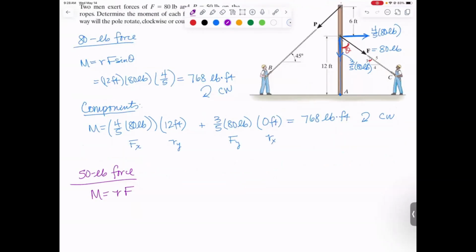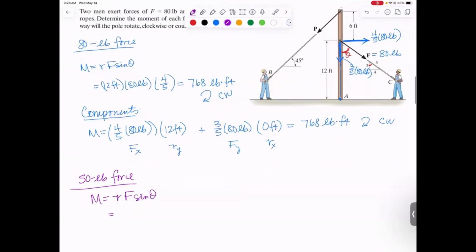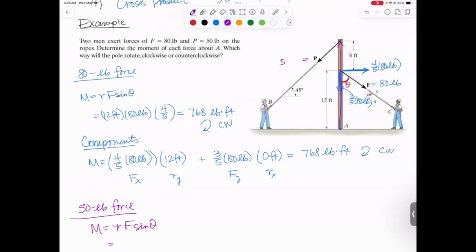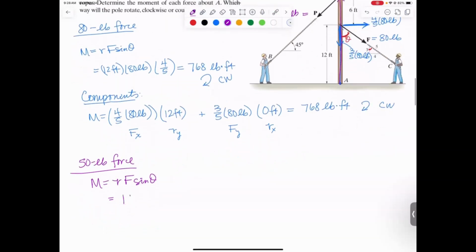Okay, let's do the 50-pound force. So if we want to start with RF sine theta, well, R this time is we're going to go all the way from A all the way up to P. Remember, P is 50 pounds. So R is now going to be our 12 feet that we had plus 6 more feet. So we'll use our 18-foot distance. The force is 50 pounds.